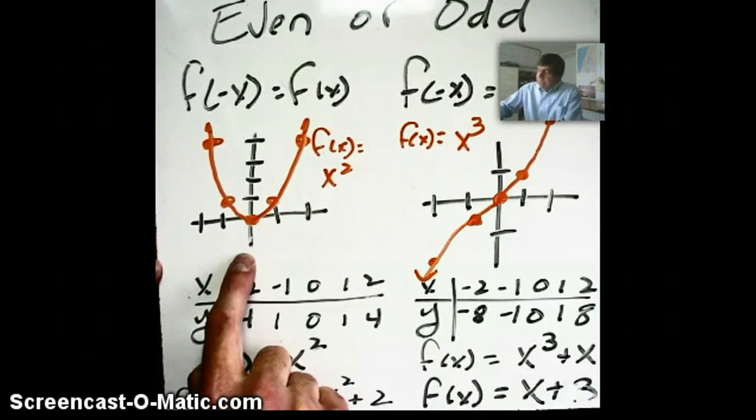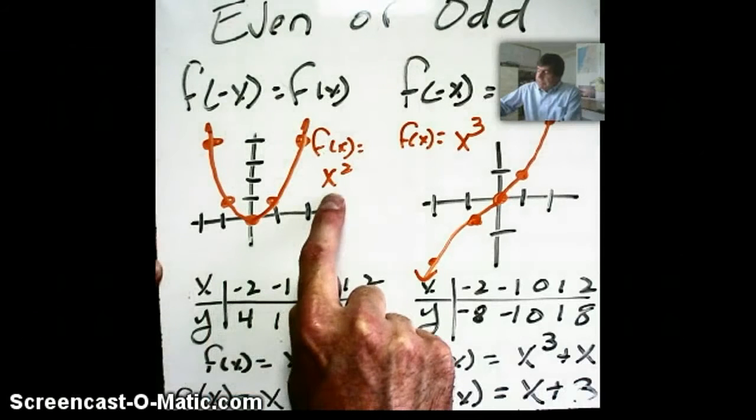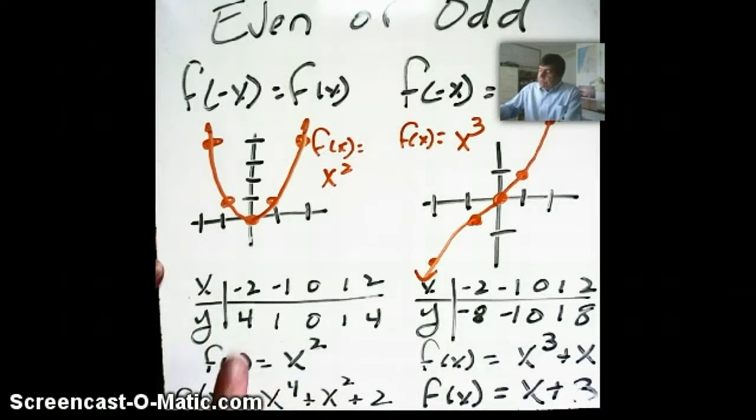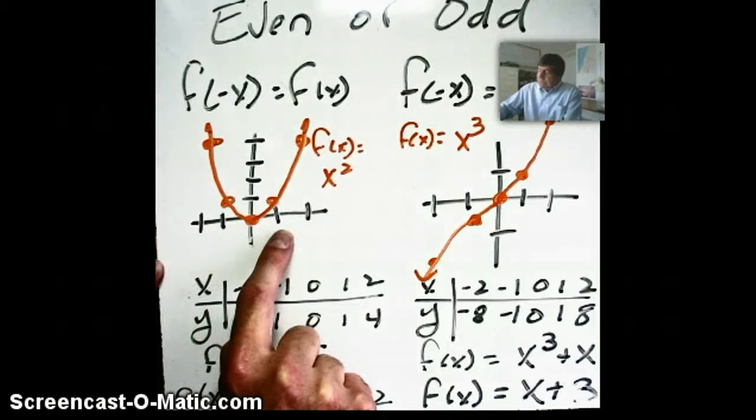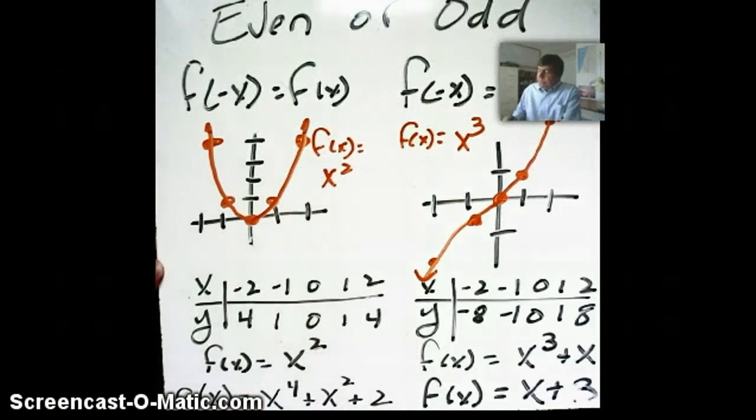Here I have a graph. F of x is equal to x squared. So square 0, I get 0. Square 1, I get 1. Square 2, I get 4. Now here's my table of values right here.